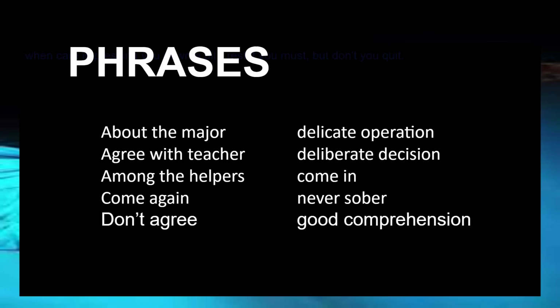We have here deliberate decision. One more time, deliberate decision. Why? Because we have a schwa sound in "deliberate," the second E. The E before R is a schwa sound, so "deliberate." And then we have decision. So deliberate decision. Come again.